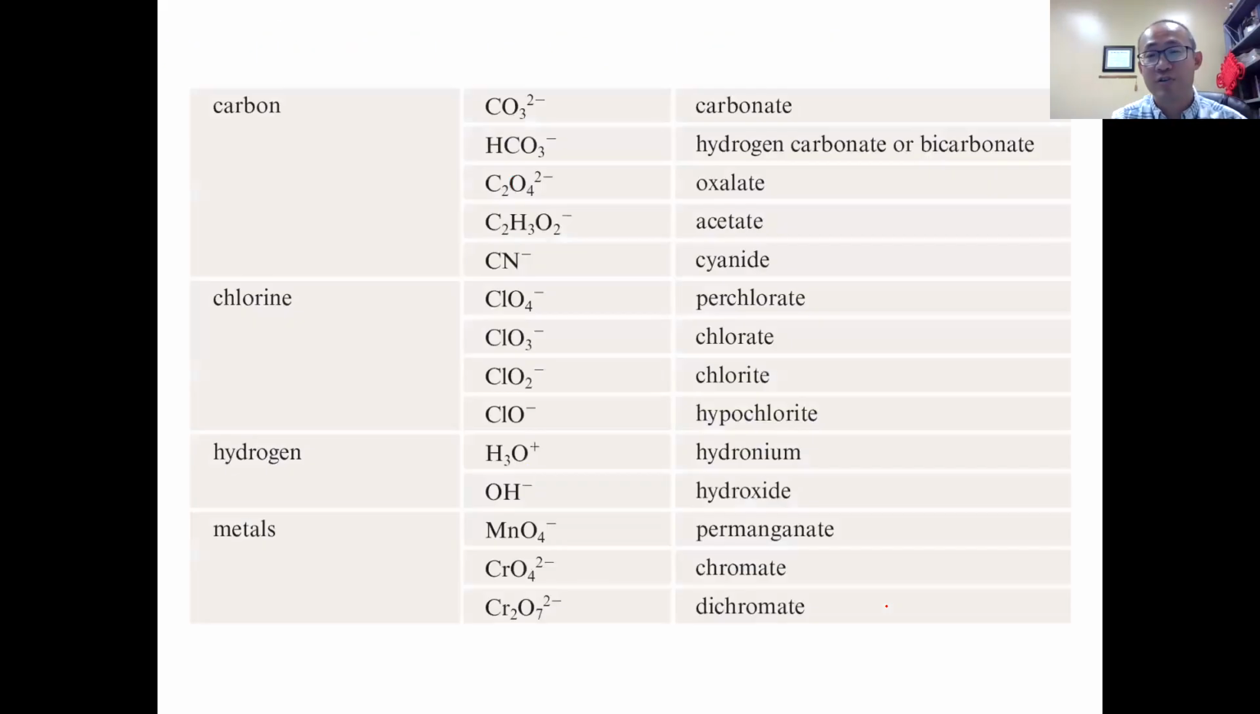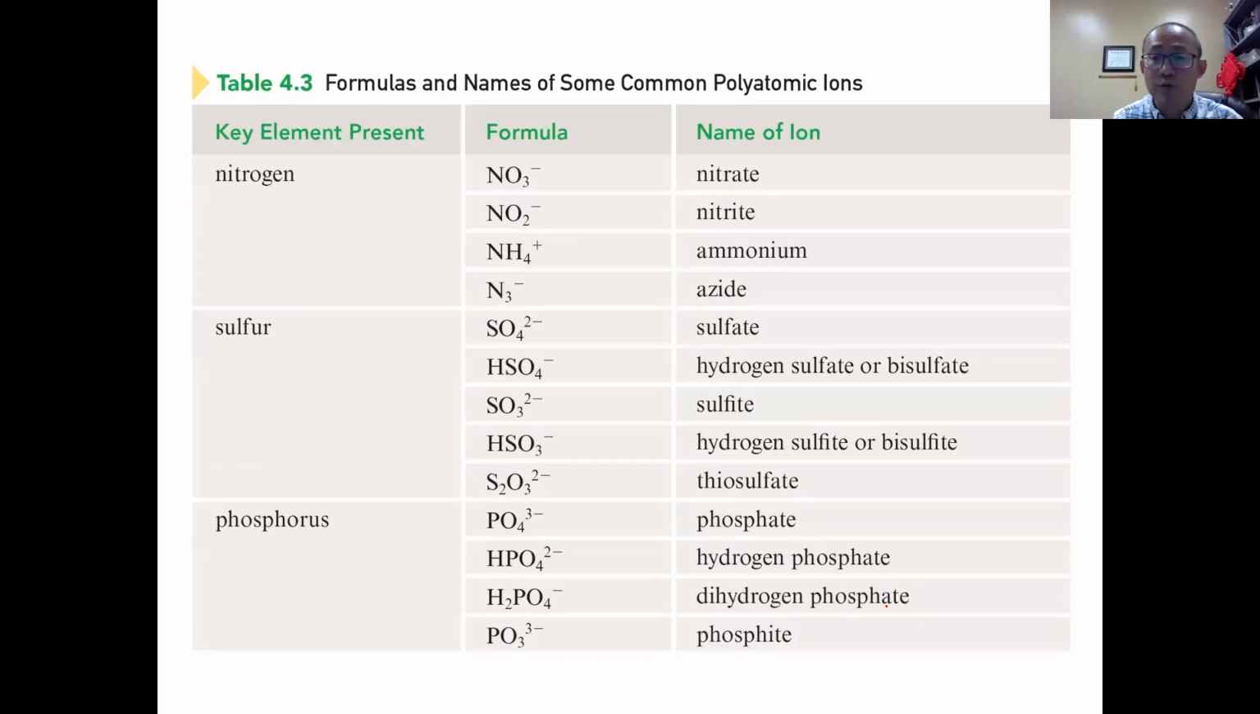Again, go back to here. In order to write the formula with the charge or name these ionic compounds, the most important thing is you need to know the formula, the charge, and the name of these polyatomic ions before you can move on. That's why I said to practice the compounds containing these. You will get used to these polyatomic ions, and you will find some trends to learn or memorize them.